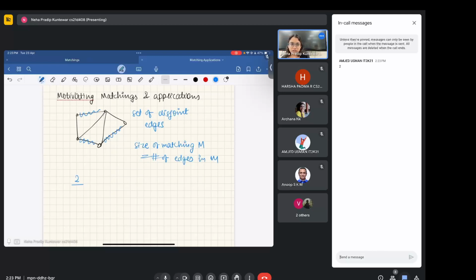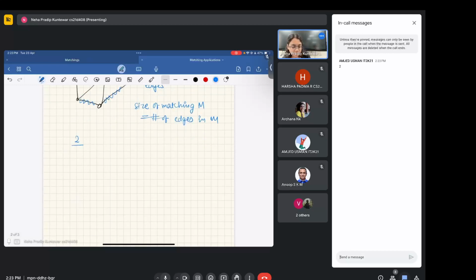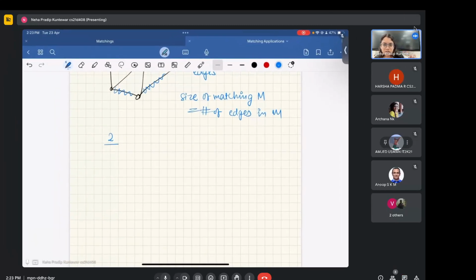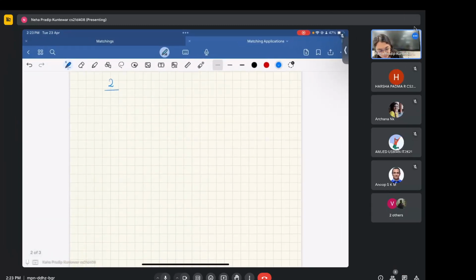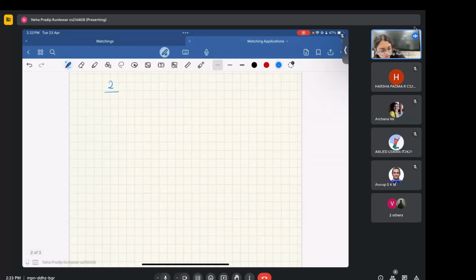So what we want to do now is we'll quickly see what all applications there are. This is definitely something that we come across in everyday examples, but we just don't explicitly make a point of it. So let's take a first example. Let's define this problem, which is the hostel room allocation problem.